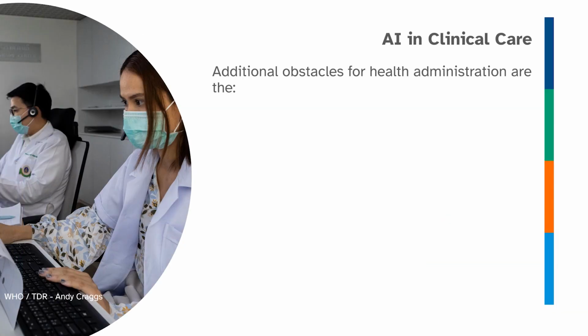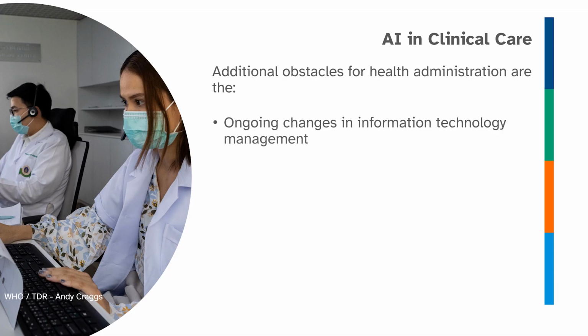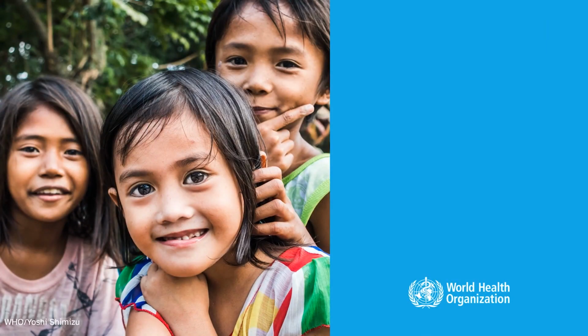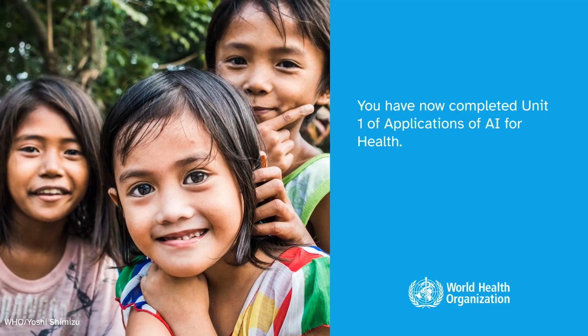Additional obstacles for health administration are the ongoing changes in information technology management, whereby systems become obsolete, the challenge of training staff to use new technologies, and the lack of digital infrastructure in resource-poor countries, which limits use of such technologies. You have now completed Unit 1 of Module 1, Applications of Artificial Intelligence for Health. In the next unit, we will look at emerging trends in the use of AI for health.